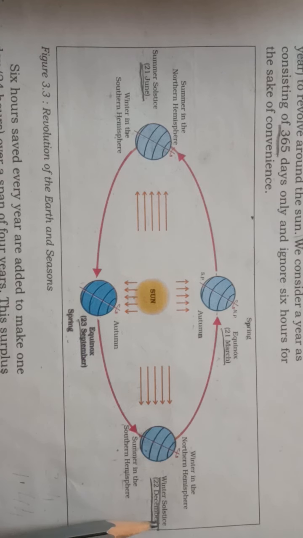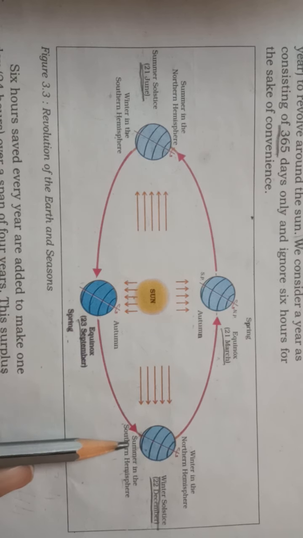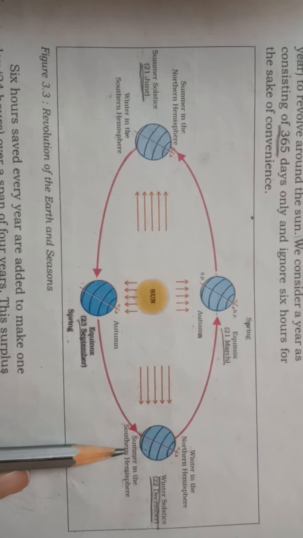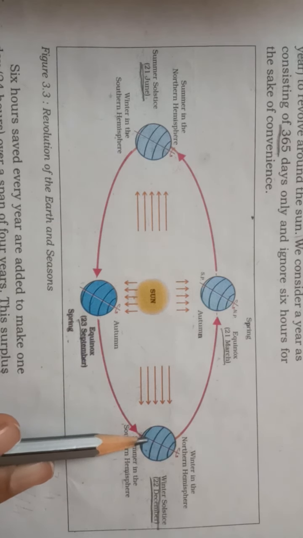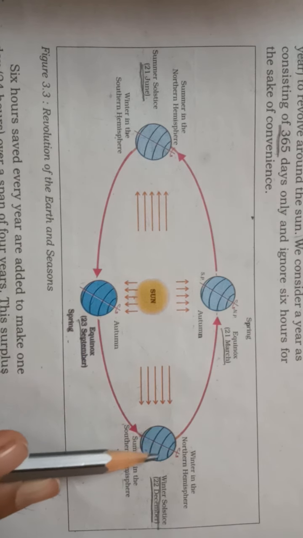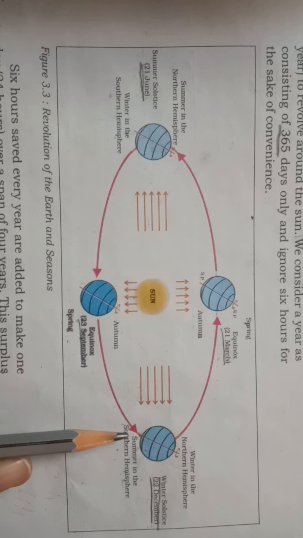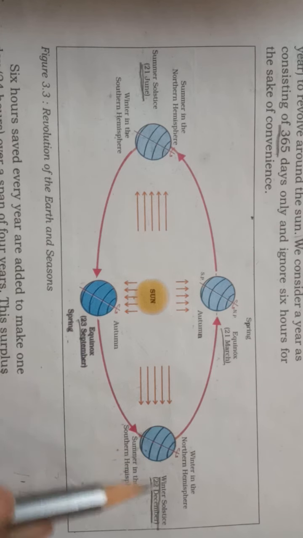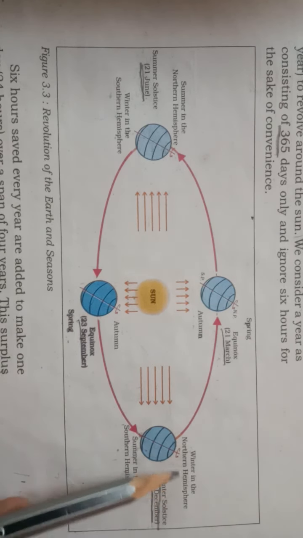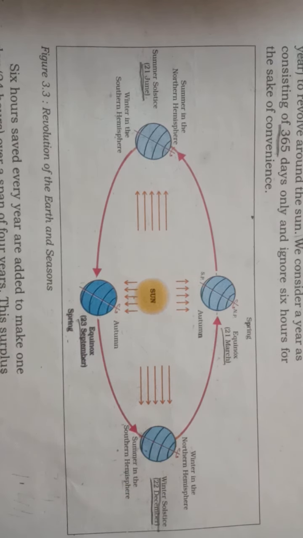And that is why Australia celebrates Christmas during summer season. You know, Australia is located in the southern hemisphere and Christmas is celebrated on 25th December. So it is summer season in the southern hemisphere. That's why Australia celebrates Christmas during the summer season. And just the opposite happens in the northern hemisphere. It is winter season. This position of the earth is called winter solstice.